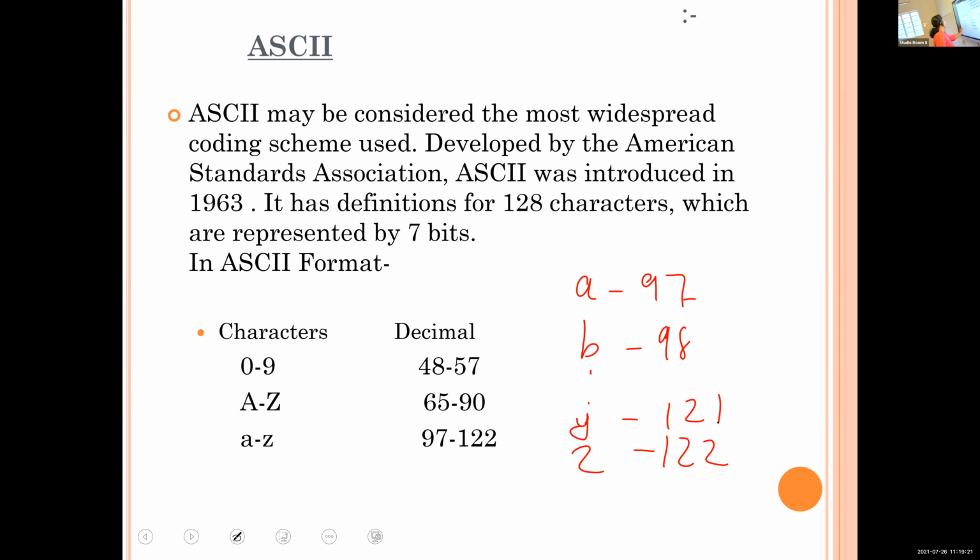So small letter a is 97 and small letter z is 122. Learn by heart the starting values: 0 is 48, 9 is 57, capital letter A is 65, Z is 90, small letter a is 97 and small letter z is 122. Learn by heart the starting and ending values, I will ask.